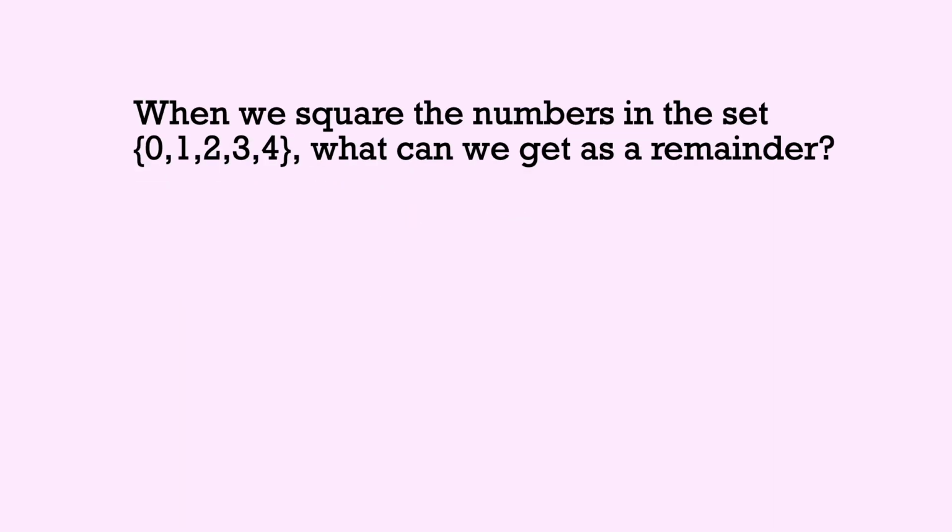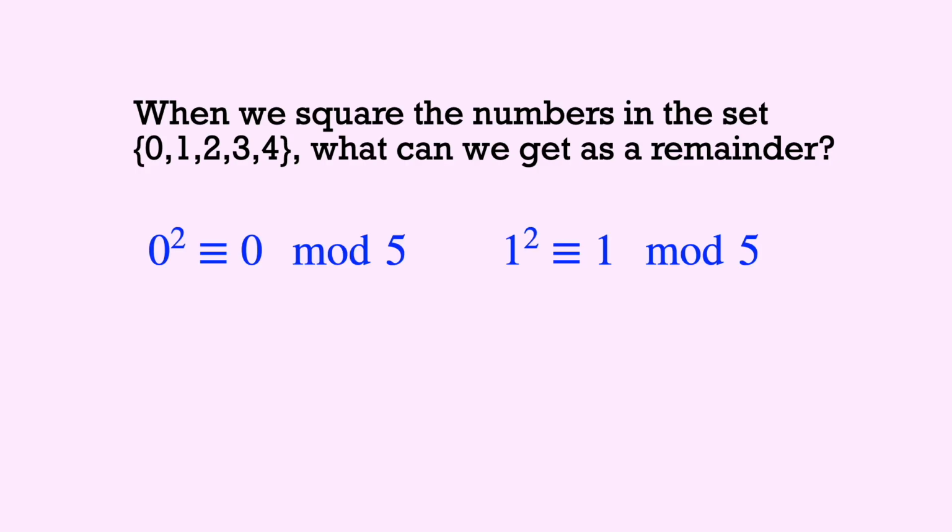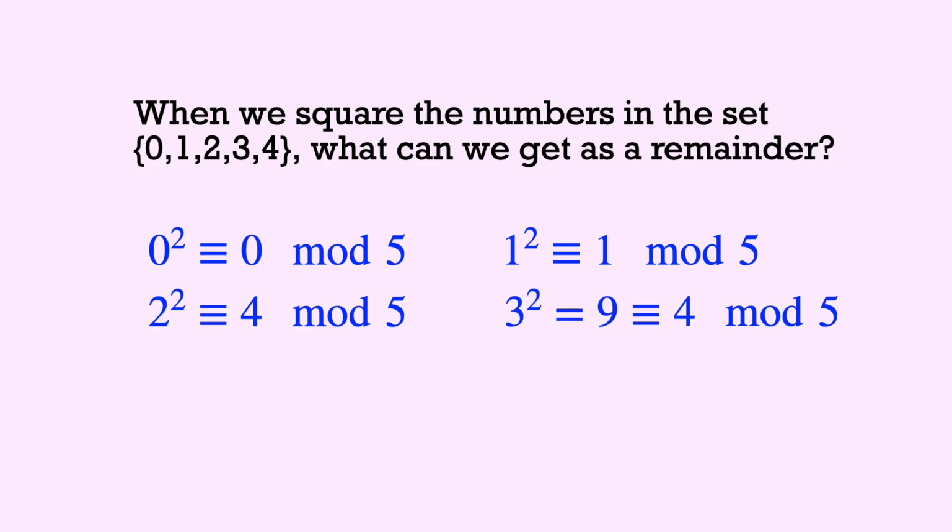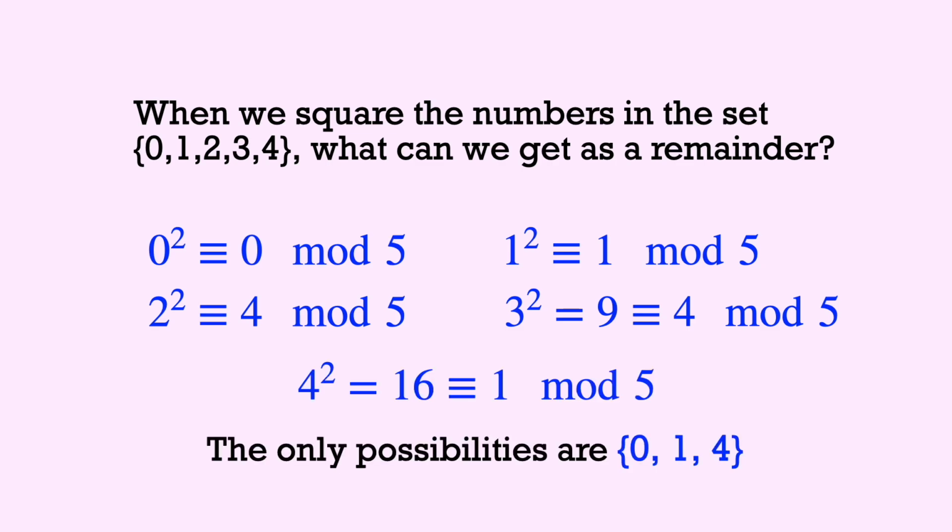When we square the numbers in this set, what can we get as a remainder? Well, let's give it a try. 0 squared is 0, 1 squared is 1, 2 squared is 4, and 3 squared is 9, but that's 4 mod 5. Finally, 4 squared is 16, but that's 1 mod 5. And we see that the only possibilities are 0, 1, and 4.